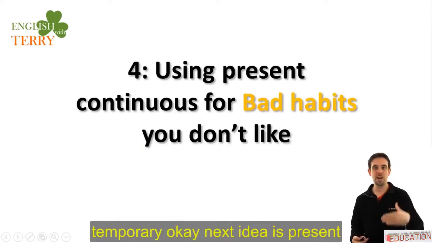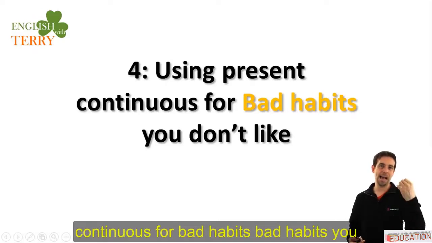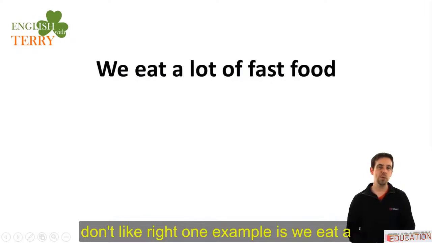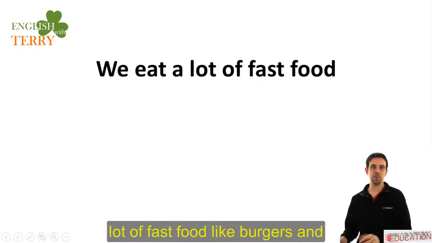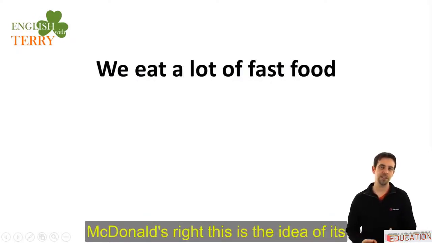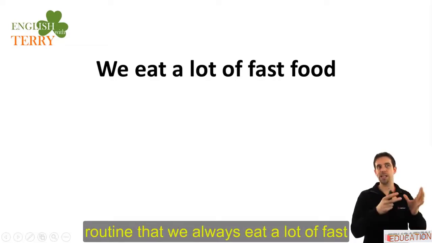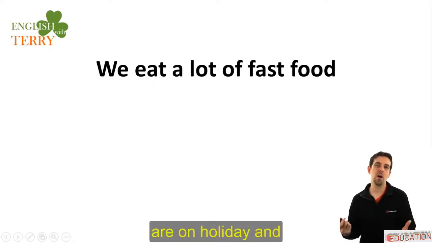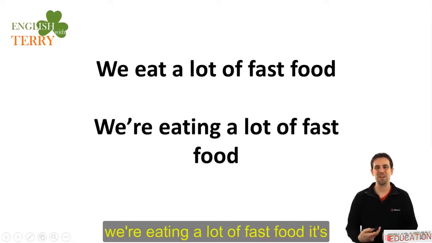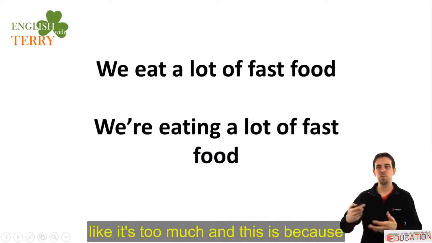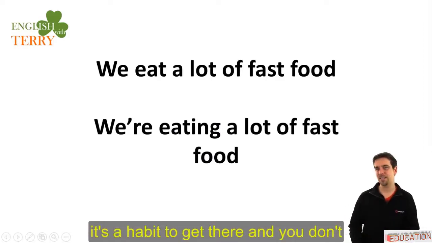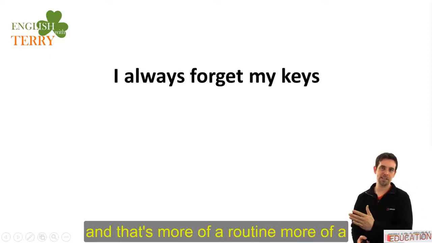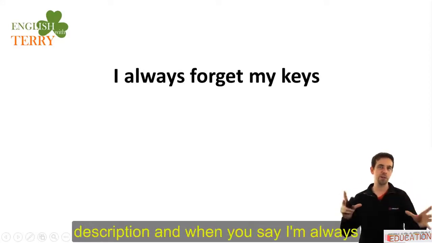Next idea is present continuous for bad habits. Bad habits you don't like, right? One example is we eat a lot of fast food, like burgers and McDonald's, right? This is the idea that it's routine, that we always eat a lot of fast food. But if you imagine that you are on holiday and we're eating a lot of fast food, it's like it's too much, and it's a habit you get into, and you don't like it. Another example is I always forget my keys. And that's more of a routine, more of a description.